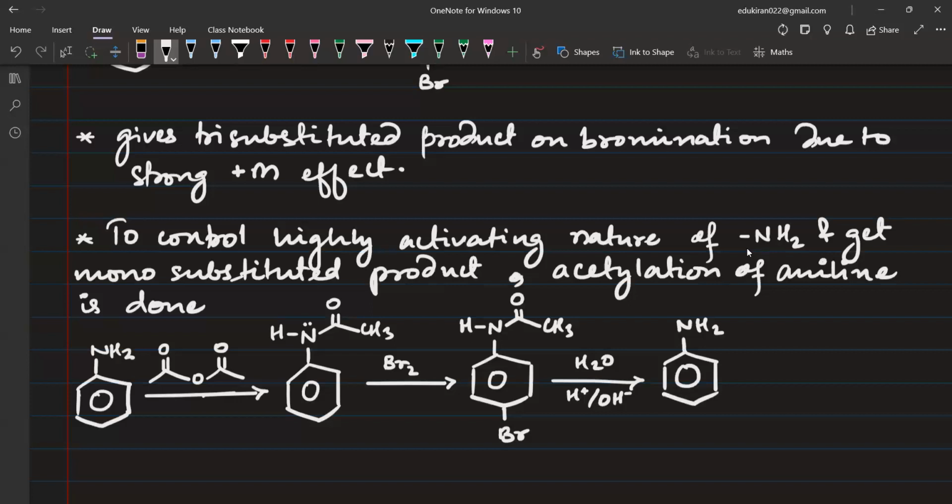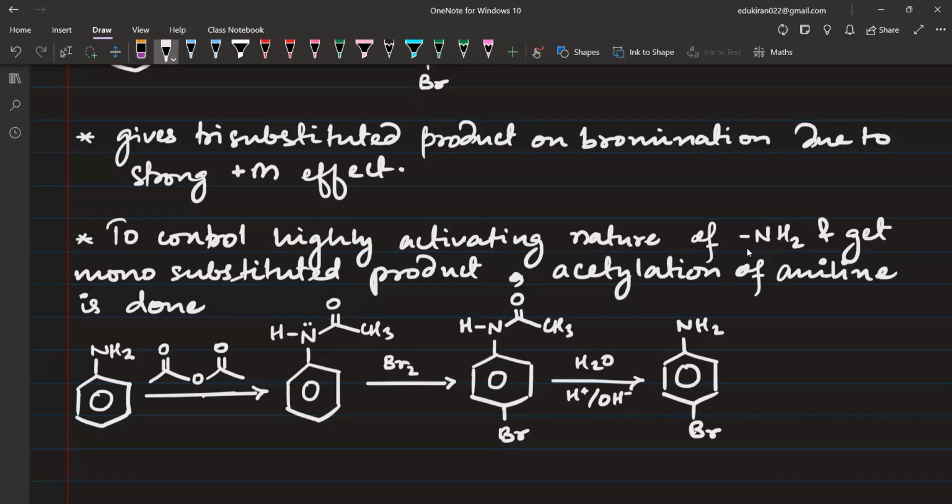NH2 मिल गया आपको, and you will get the Br position here. ठीक है. तो अलग अलग सवाल है ना. Why do we get tri-substituted product? Due to strong plus M effect. Why do we do acetylation? To control the highly activating nature and get mono substituted product.